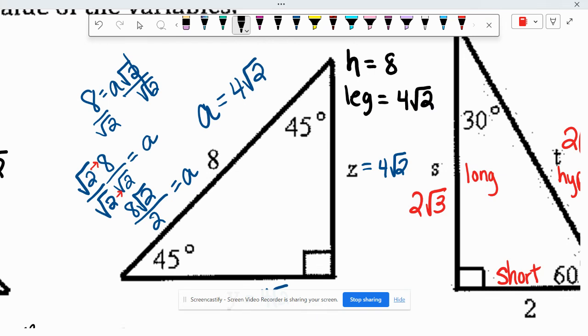Could you come up with the rule that says in a 45, 45, Vanessa, open your eyes. In a 45, 45 right triangle, if you know that the hypotenuse is this, what did I do with 8 to make it equal 4 root 2?